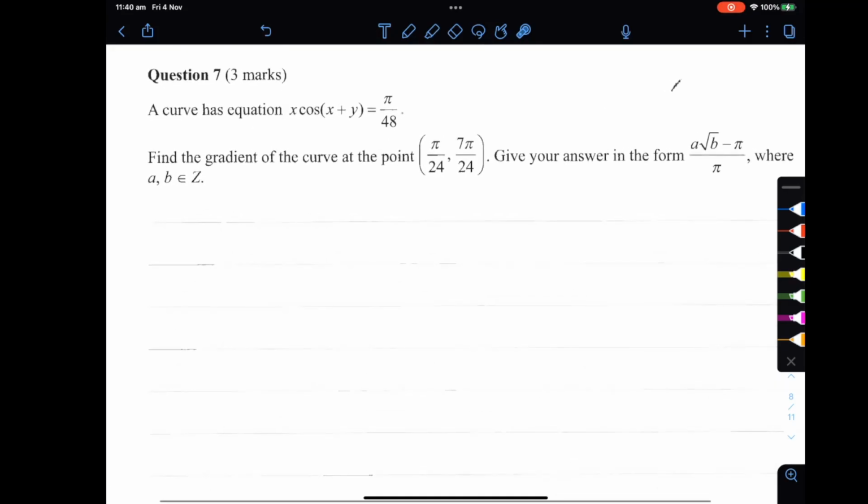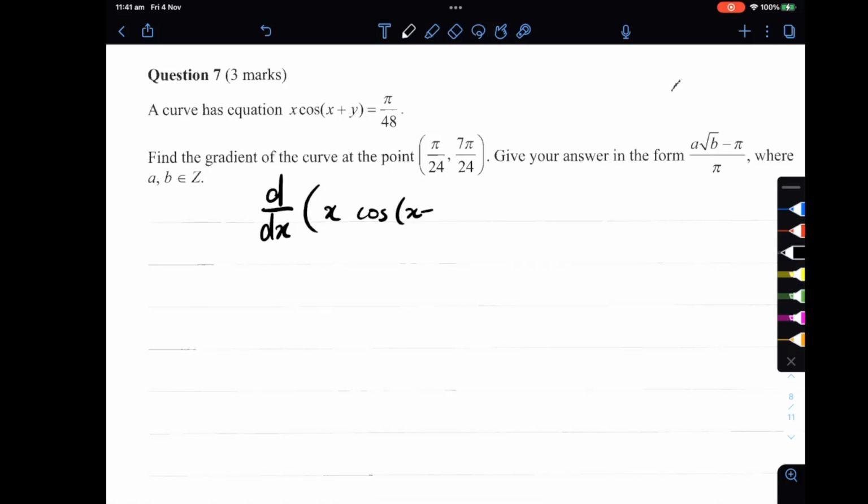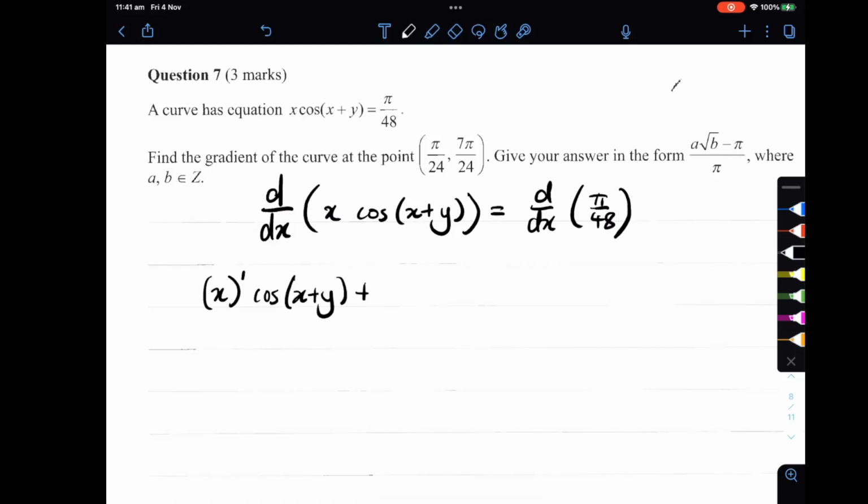Okay, so another gradient question. So we can find the derivative of this. We can use implicit differentiation. Right, if we differentiate this, we're going to get, looks like it's going to be the product rule. So it will be x dashed cosine of x plus y plus x times cosine x plus y dashed. And this here just becomes 0.